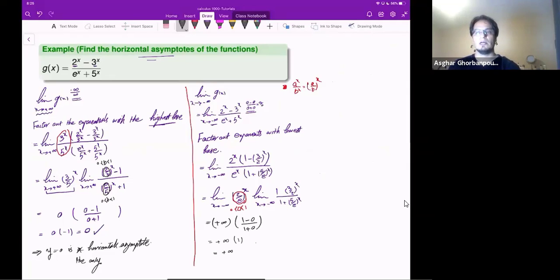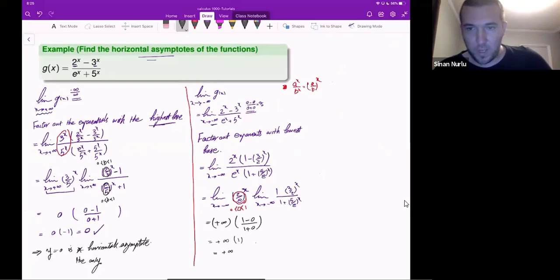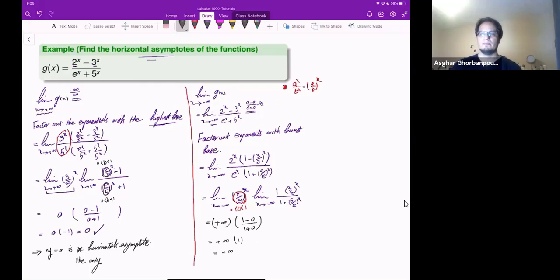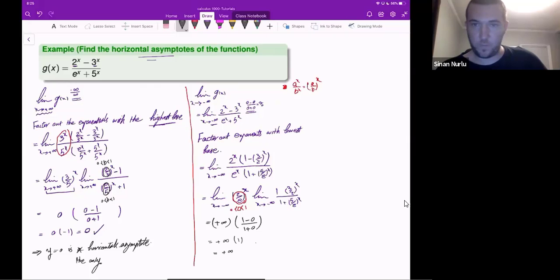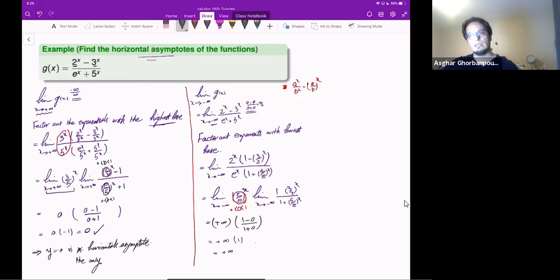Any questions, any comments here? Yeah, so the question is, do we factor out the exponent with the lowest base when the limit as x goes to negative infinity is equal to 0 over 0? Yes. Any other? That was it.